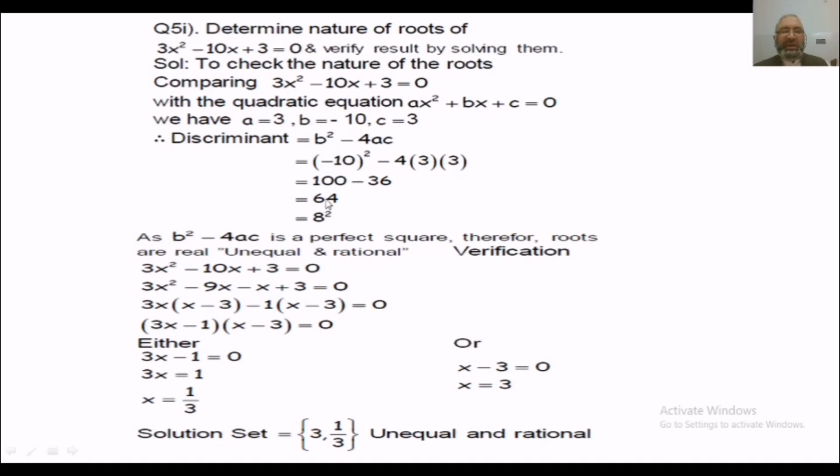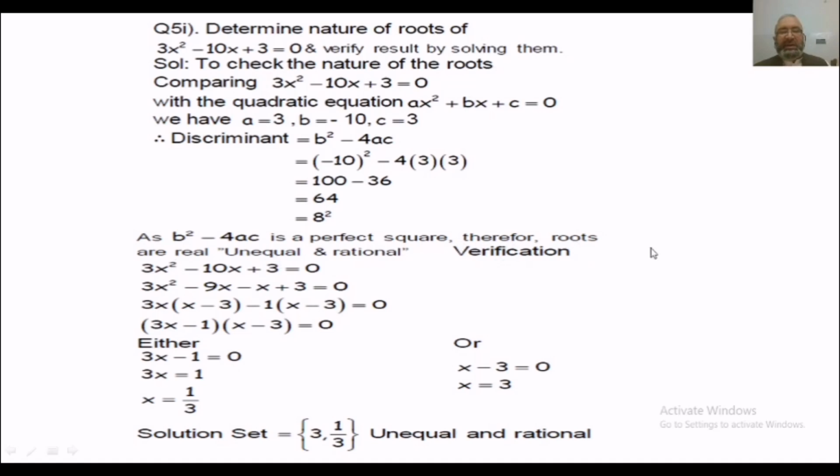Simplifying, (−10)² is 100, and 4 × 3 is 12, 12 × 3 is 36, so 100 − 36 is equal to 64, and 64 is the square of 8, which is a perfect square. So the discriminant b² − 4ac is greater than 0 and it is a perfect square. Therefore the roots are real, unequal and rational.